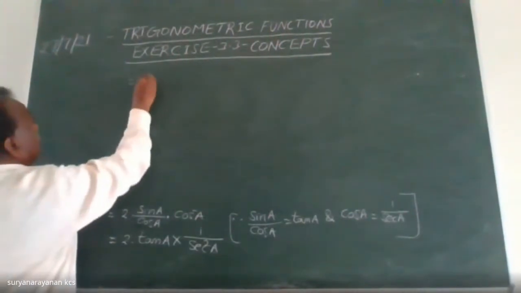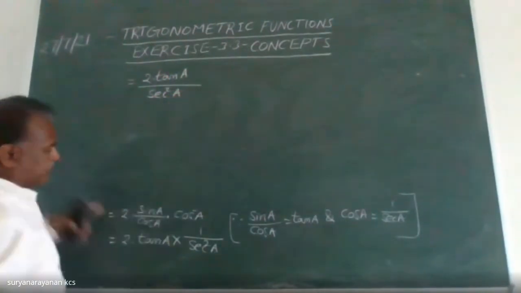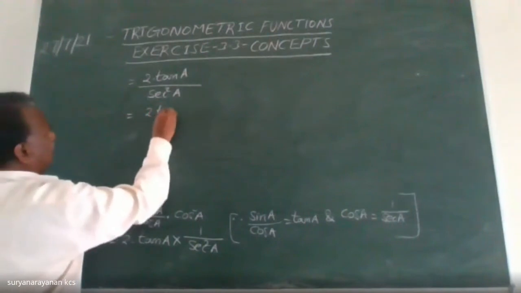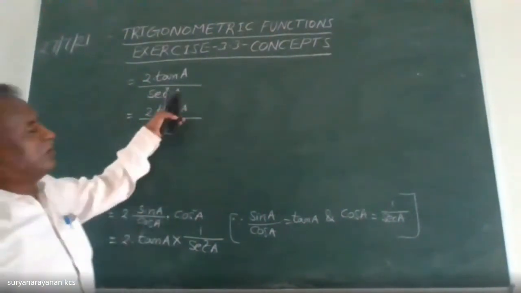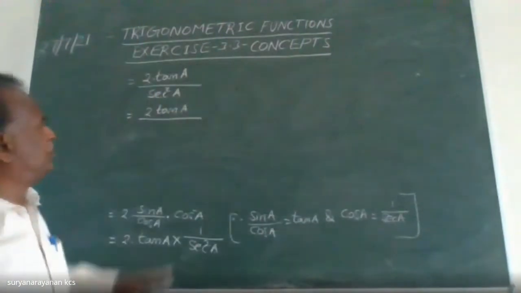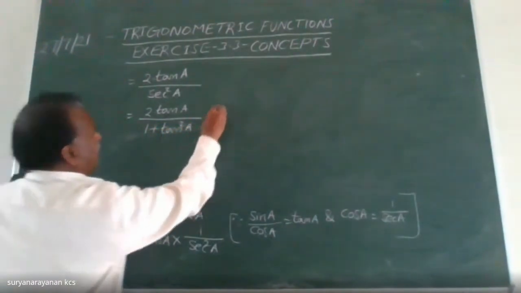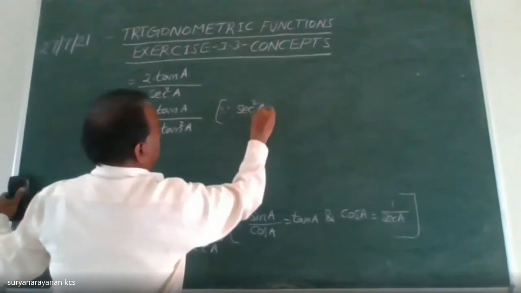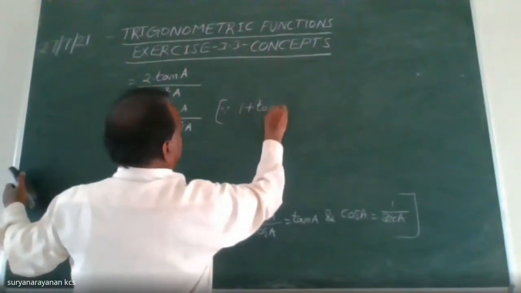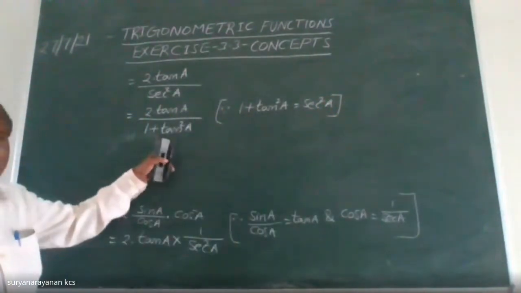This is equal to 2 into tan A by secant square A. I wrote this term as 2 into tan A by secant square A. And trigonometric identity: 1 plus tan square A is equal to secant square A. So secant square A can be written as 1 plus tan square A. So this is another formula.